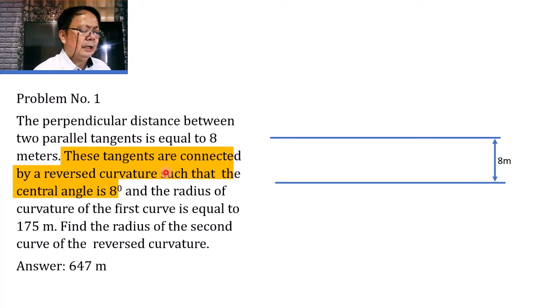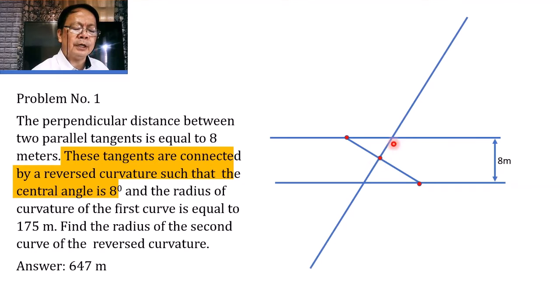Then the tangents are connected by a reverse curvature such that the central angle is 8 degrees. So how are we going to show it? Let us connect these parallel tangents by a common tangent that is running from this point up to this point on the curve. And assuming that somewhere between these 2 points, we consider our PRC. Then from the PRC, we draw a line that is perpendicular in order for us to determine how the curve will run.